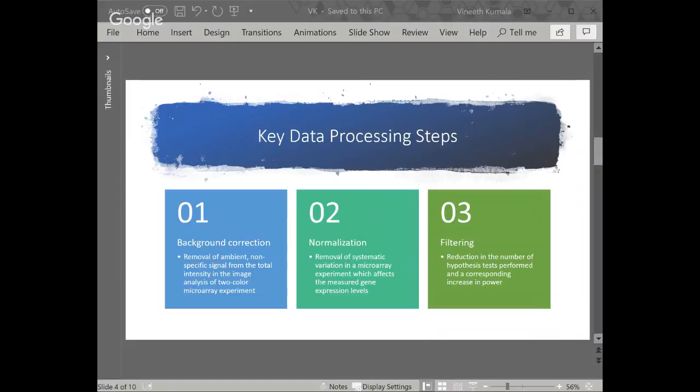However, when the number of tests is very large and the proportion of differentially expressed genes is relatively low, the use of multiple testing adjustment can result in very low power to detect those genes which are truly differentially expressed. So the filtering allows for a reduction in the number of tests and a corresponding increase in power. Some common filtering methods include filtering by variance, average signal, or MAS detection signal.